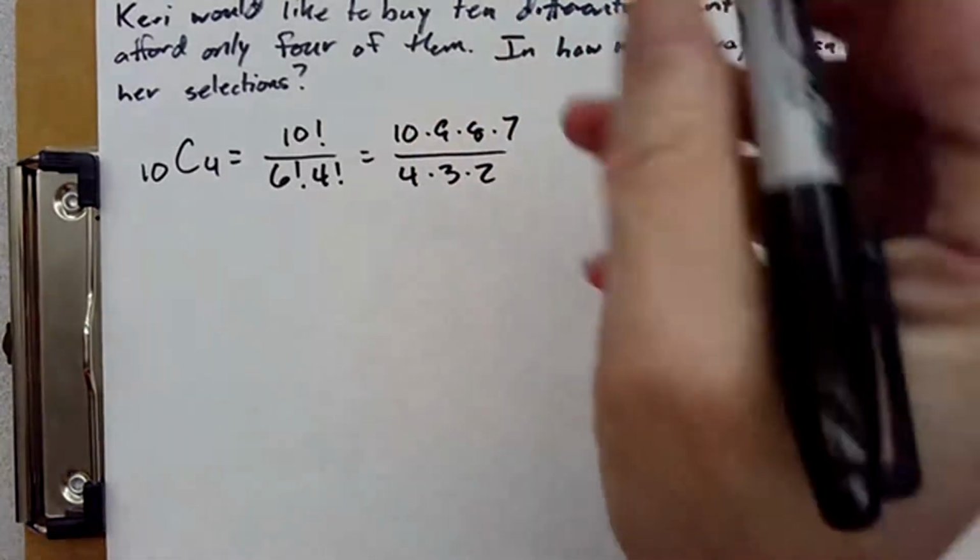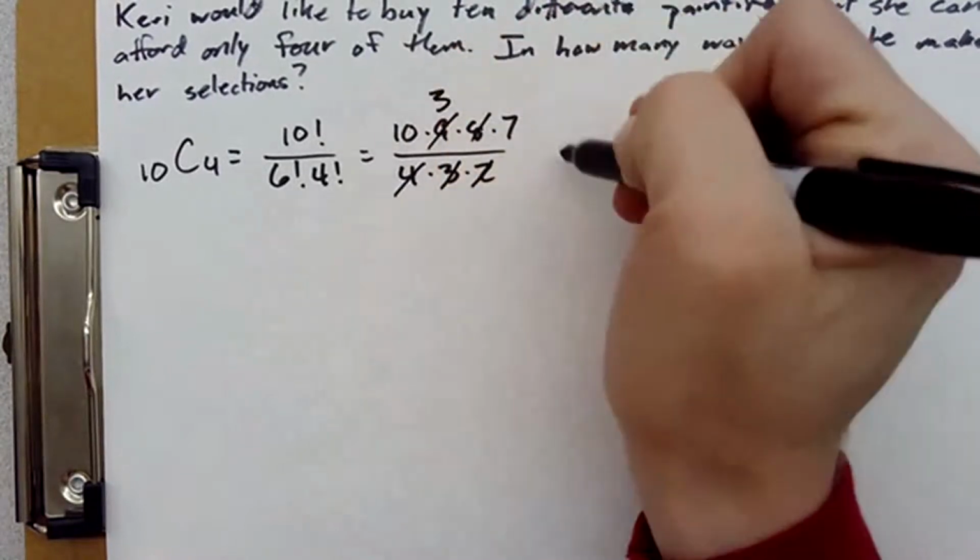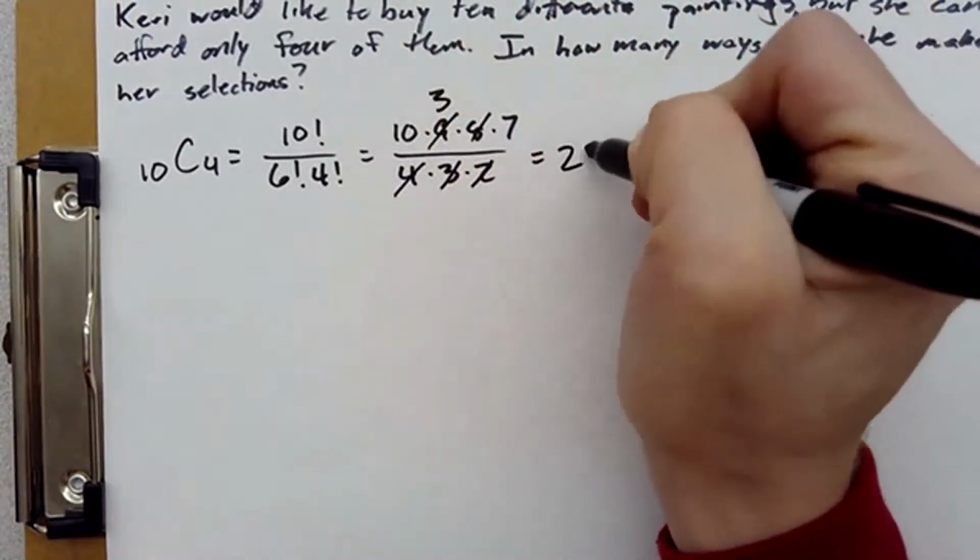We won't bother with the 1. 4 times 2 is 8. 3 goes into 9. We're left with 10 times 3 times 7, which is 210 ways.